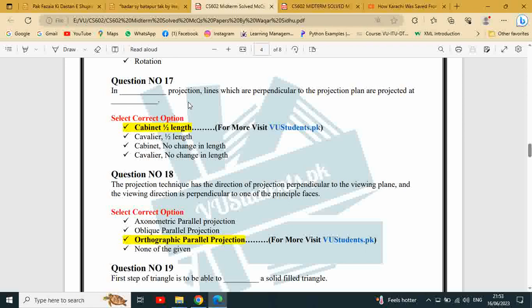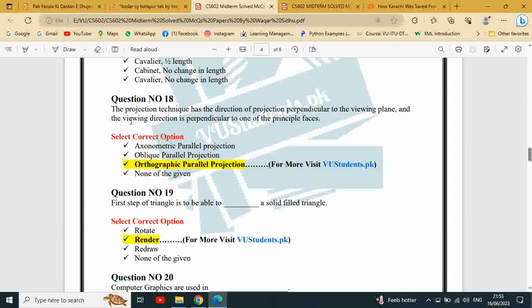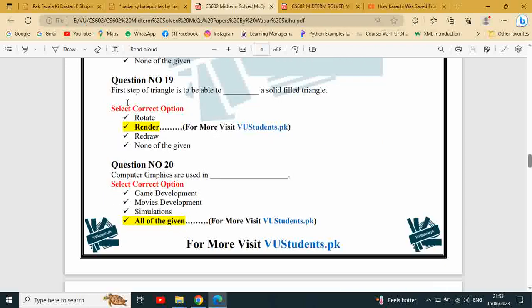In cabinet projection, lines are projected at half length. The projection technique has a direction of projection perpendicular to the viewing plane, and the viewing direction is perpendicular to one of the principal faces. Orthographic parallel projection. The first step of triangle is to be able to render a solid filled triangle.